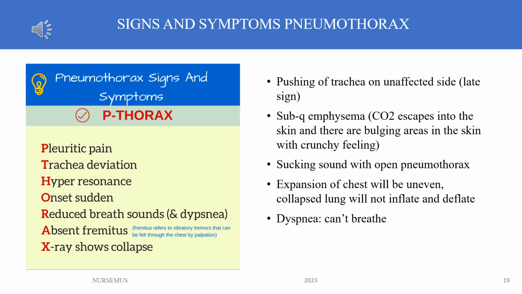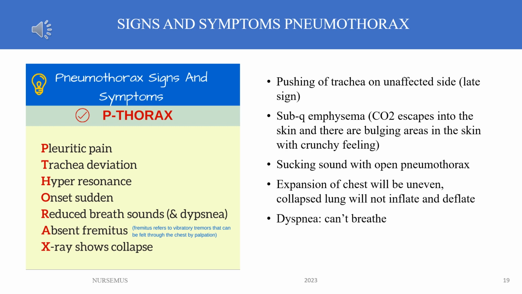Continuing on with our mnemonic for pneumothorax, the P is for pushing of the trachea on the unaffected side. So we're pushing the trachea to the unaffected side. This is a late sign. We're going to have sub-Q emphysema.